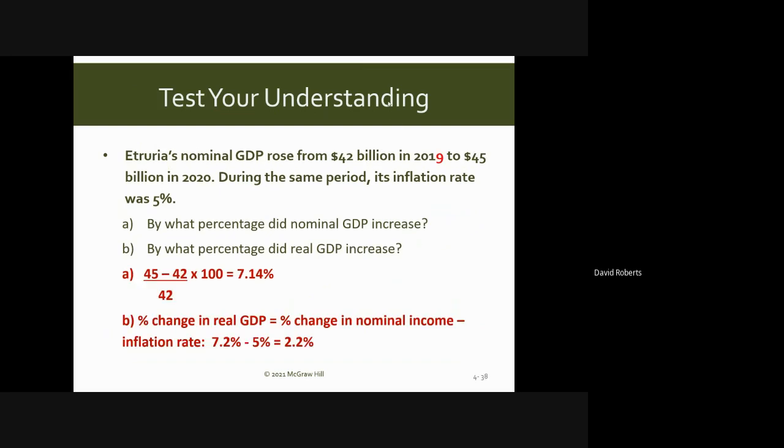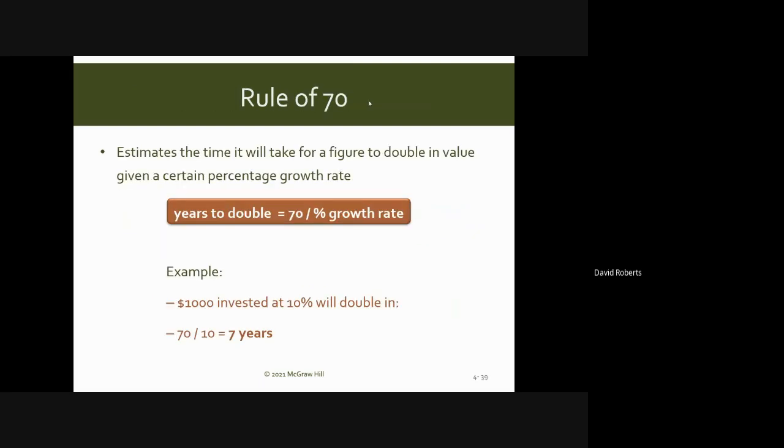You can see that when you go from 42 billion to 45 billion, that's a 7.14% increase. You subtract the inflation rate, because that's just like a false counting, and your GDP went up by 2.2%. They rounded it, by the way. It's 2.14 if you want to get really picky.